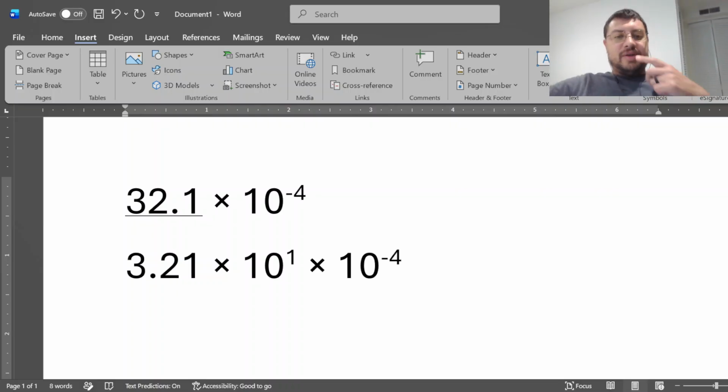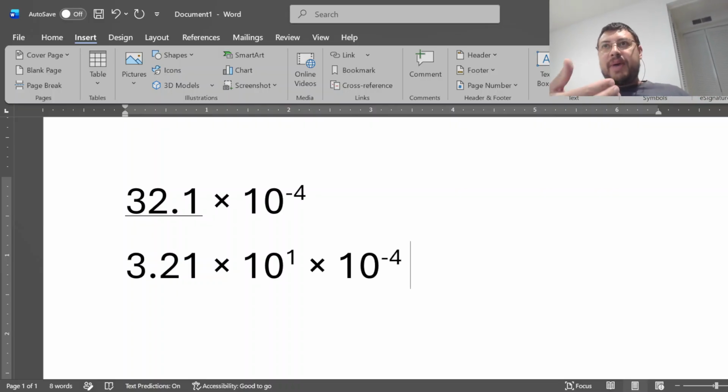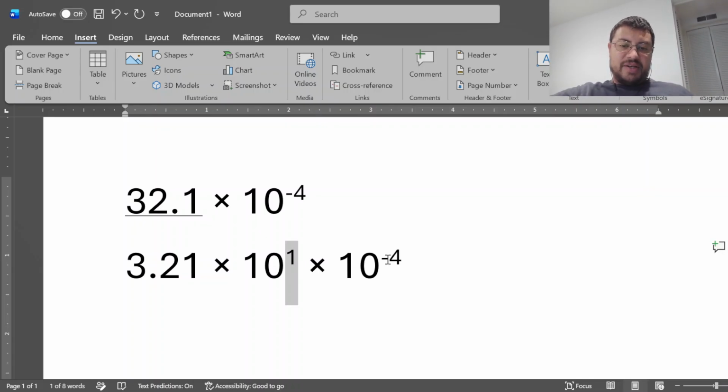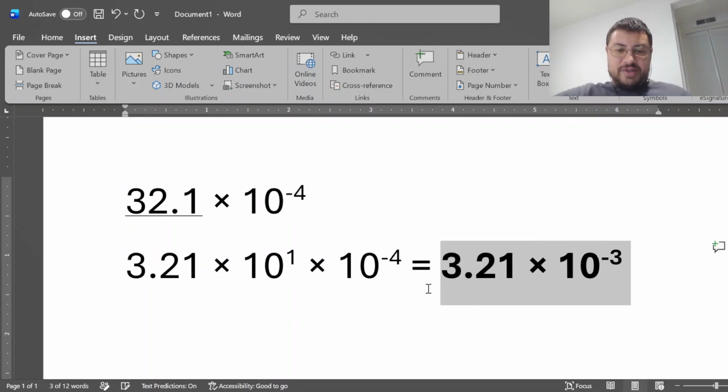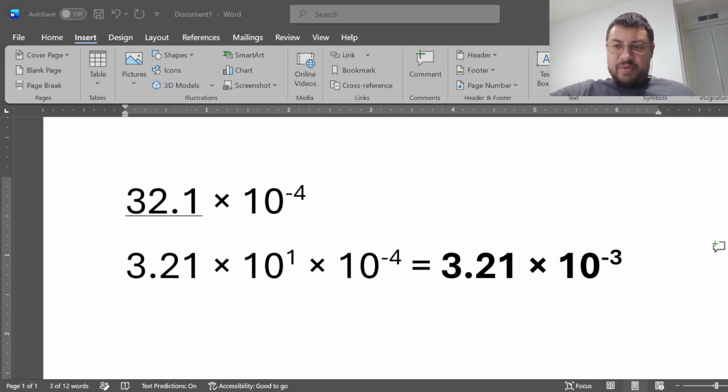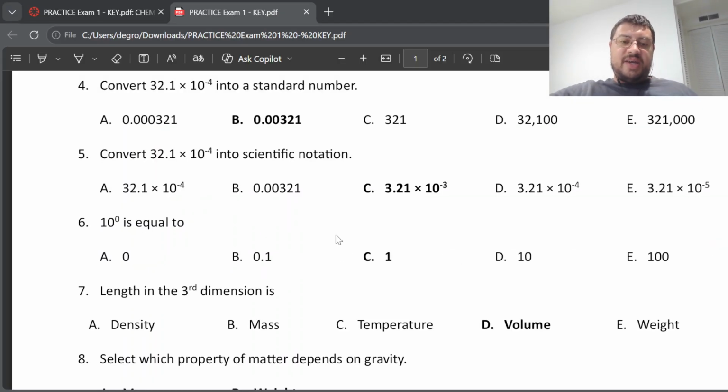All right, so I'm left with this. When it comes to powers of 10, if you have them next to each other, you can just add up the exponents. So 1 right here plus -4, or you can think of it as 1 minus 4, that's going to be -3. So we're going to have 3.21 times 10 to the -3 power. That would be our answer. So that was letter C in the practice test.